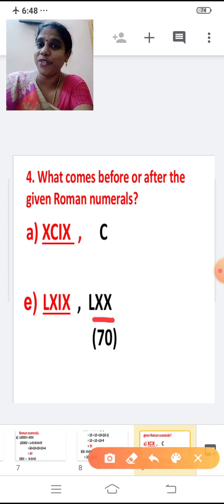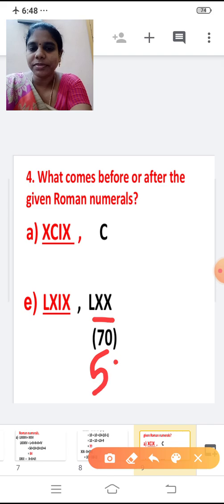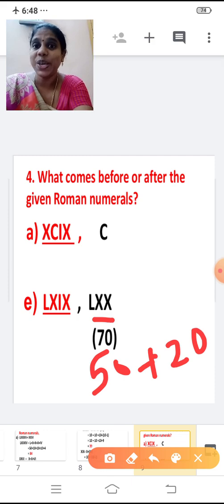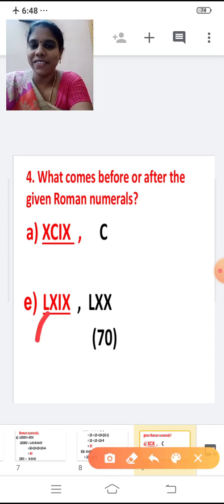Second one, LXX. We are going to find out the before number. What is the value for LXX? Value for L is 50. Value for XX is 10, 10, 20. So 50 plus 20, 70. What comes before 70? 69, right? 69 comes before 70, right?